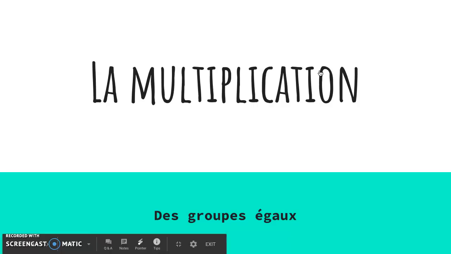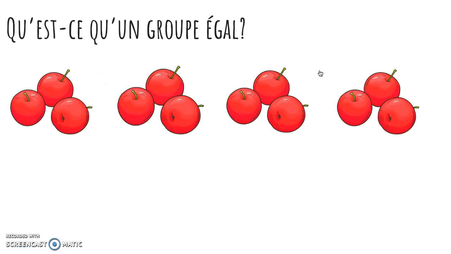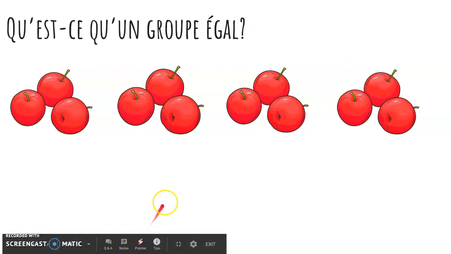So today we're going to learn a bit about multiplication. And this week's lesson is on equal groups. So what is an equal group? We know what a group of objects is. And equal means that there's the same amount of objects in each group.